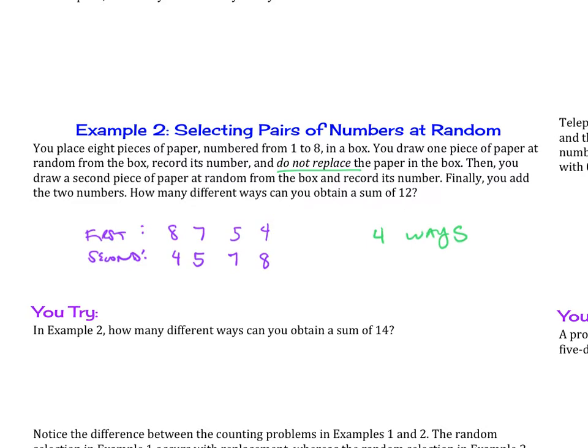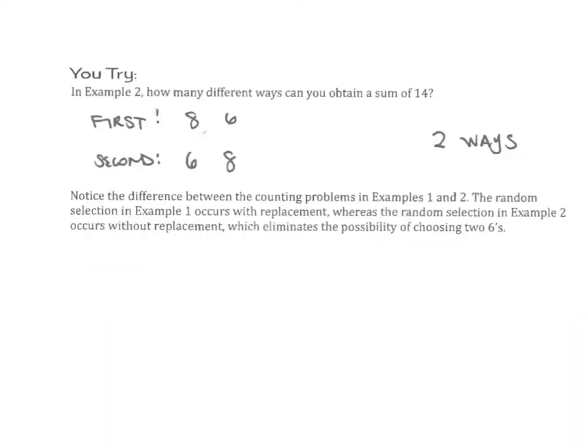How many different ways can you obtain a sum of 14 doing the same thing where you do not replace the paper in the box? So if you don't replace, there are only 2 ways that you can obtain a sum of 14. So notice the difference between the counting problems in example 1 and 2. The random selection in example 1 occurs with replacement, whereas the random selection in example 2 occurs without replacement, which eliminates the possibility of choosing 2 sixes.